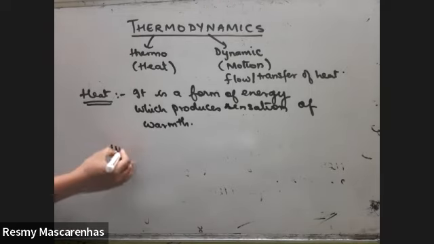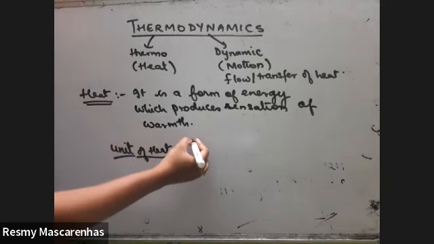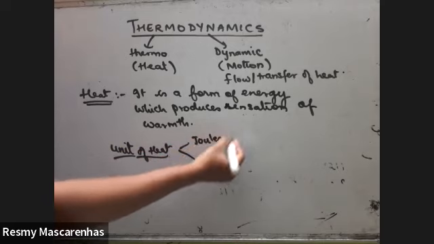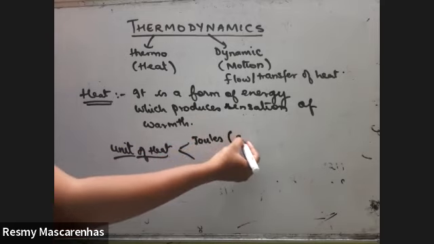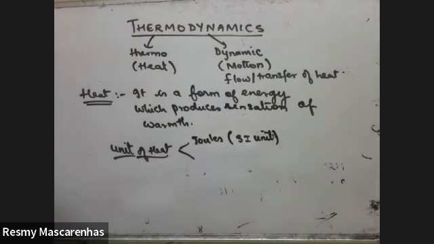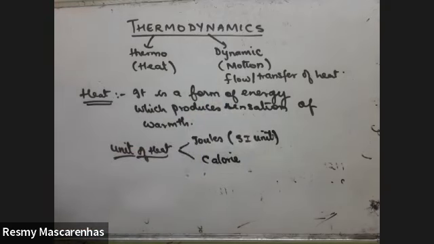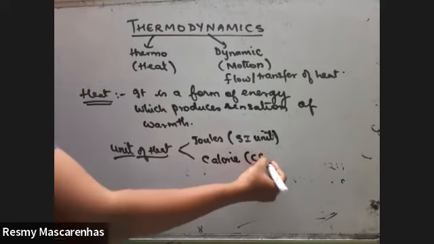We have seen what is the unit of heat in the previous chapter also. We always write it in terms of joules. So that is SI unit. Heat we always express in terms of joules. Suppose if you want to write in CGS system, then it is called as calorie. This is CGS system.